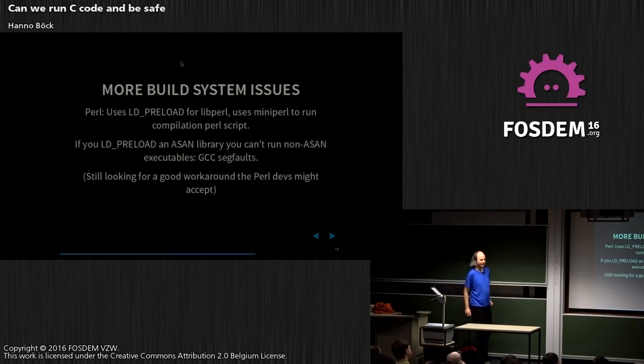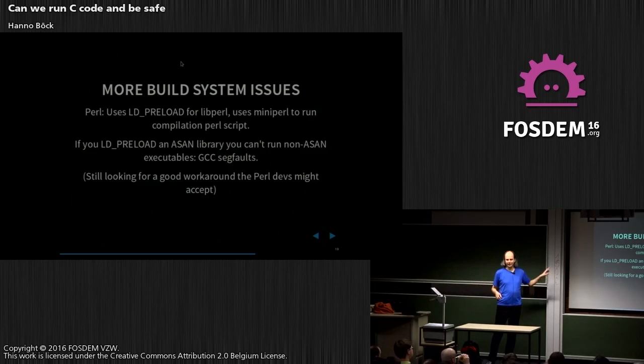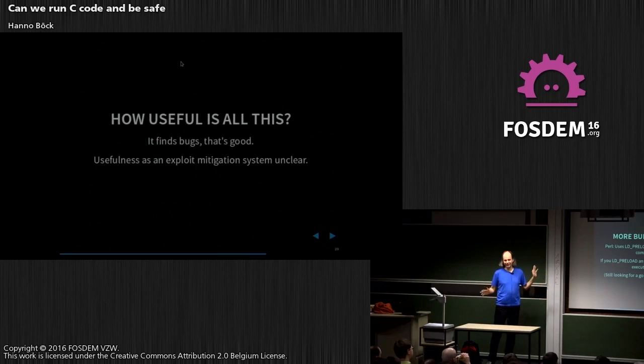Then a tricky issue was with Perl. They are using LD_PRELOAD to load the already built libperl and then run a mini-perl to run their own compile script. And if you preload an address sanitizer library and then try to execute GCC, which is not compiled with address sanitizer, it fails. There also, if anyone has a good idea how to fix this in a way that Perl would accept the patch, I would be happy, because it's really tricky and I don't have a good idea how to fix it.